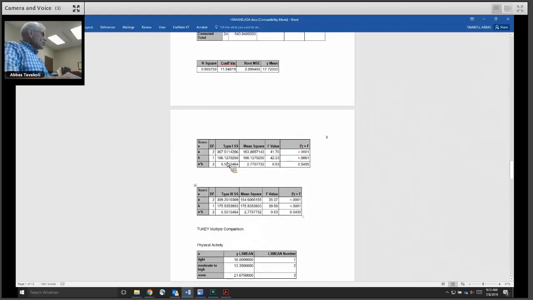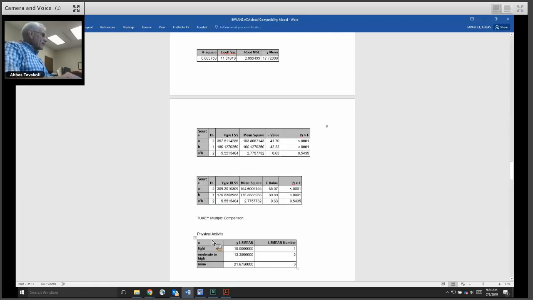Remember, there are two types, type 1 and type 3. You're going to use type 3 because in type 3, each effect is controlling for the other effect. Like here, factor A, which is our physical activity, is tested after controlling for working status and the interaction effect. Factor B, which is our working status, is tested after controlling for physical activity and the interaction.